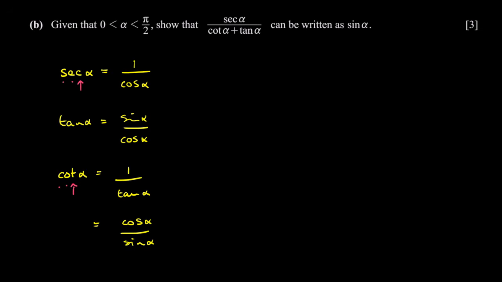So what I can do is take the left-hand side of the identity. And I can say sec is 1 divided by cos, cot is cos divided by sine, and tan is sine divided by cos. Okay, so I've written it like that. Now, I want to simplify all this. So I'm going to get rid of these fractions on the bottom. The way I'm going to do that is multiply by sine and cos to cancel out those denominators. And that means I've also got to multiply the numerator by sine and cos.